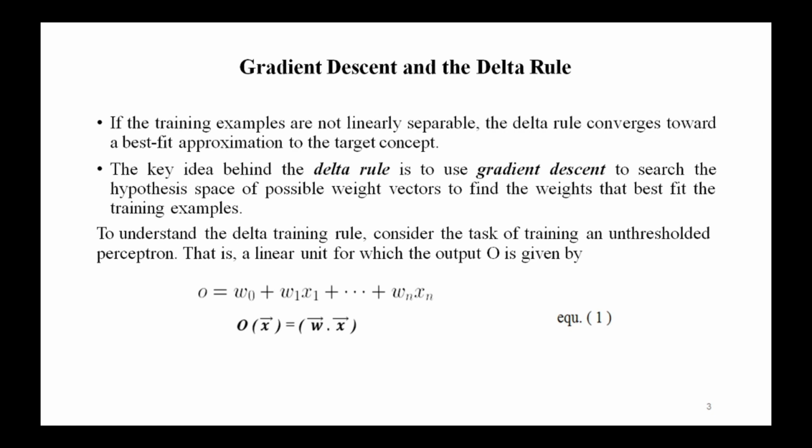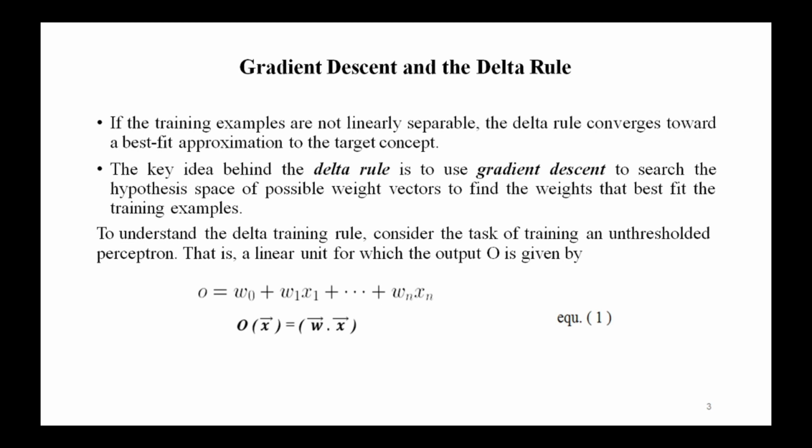Okay, the next training rule, the second training rule, is known as the delta rule. The delta rule is designed to overcome this difficulty. If the training examples are not linearly separable, then the delta rule converges toward a best fit approximation to the target concept. The key idea behind the delta rule is to use gradient descent to search the hypothesis space of possible weight vectors to find the weights that best fit the training examples.